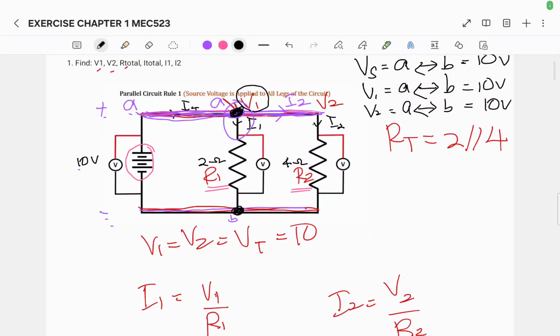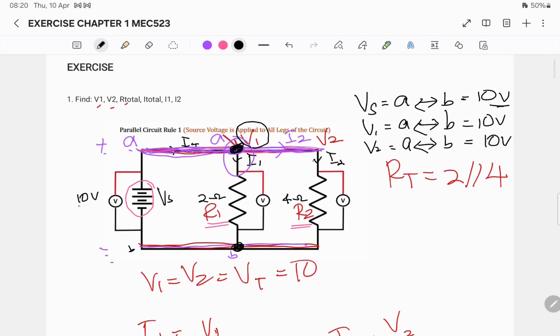So since voltage supply, this is Vs. Vs is from point A to point B. It carries 10 volt, given in the supply 10. If it is 10, then 10. If they write 12 there, then 12.